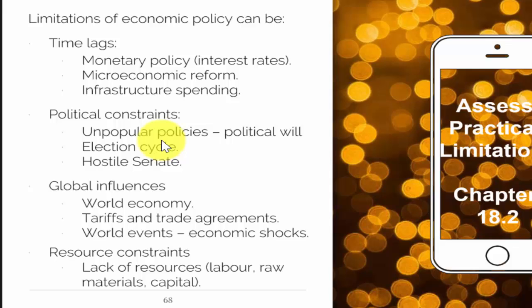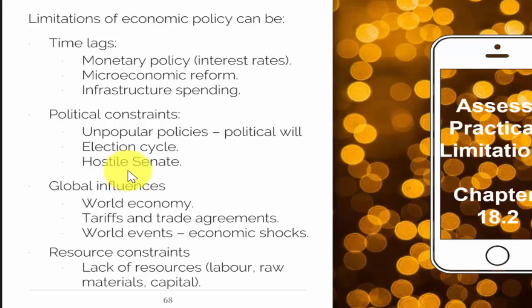Politicians make economic decisions. Sometimes they lack the political will because they're worried about their own jobs. That can be a problem, especially in relation to the short election cycle that we have in Australia. It's only 3 years, and currently the Senate is not controlled by the federal government, the governing party, which makes it harder to pass legislation in both houses.